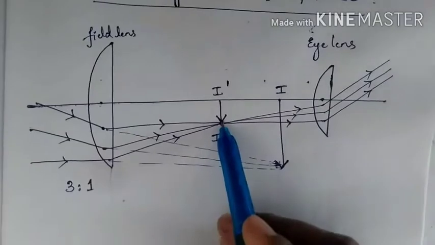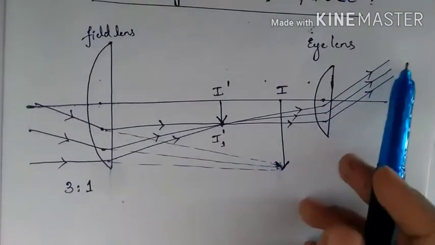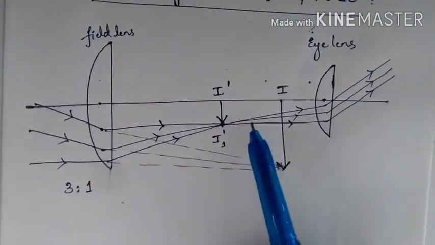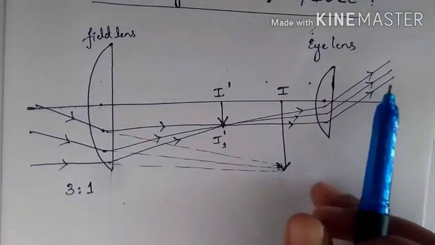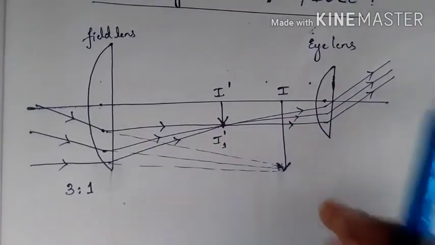So this point should be the focal point. So then only the image will be formed at infinity. So this is the basic construction for the Huygens eyepiece.